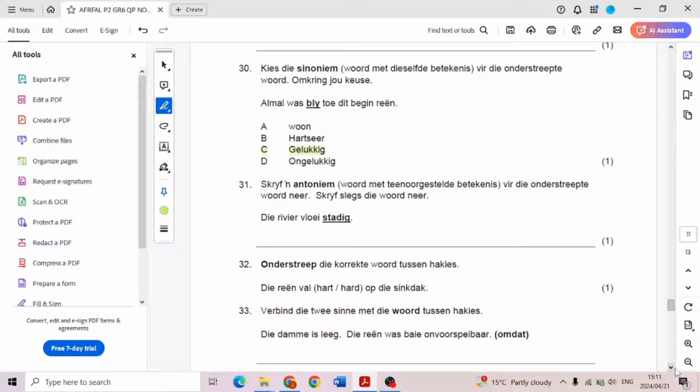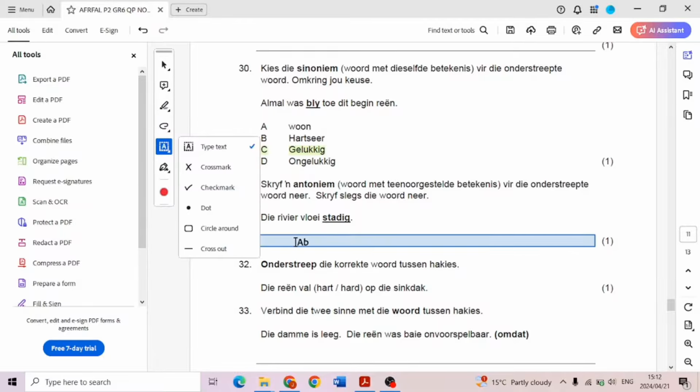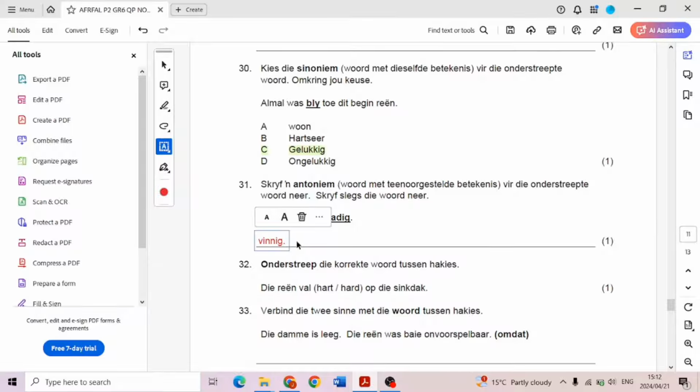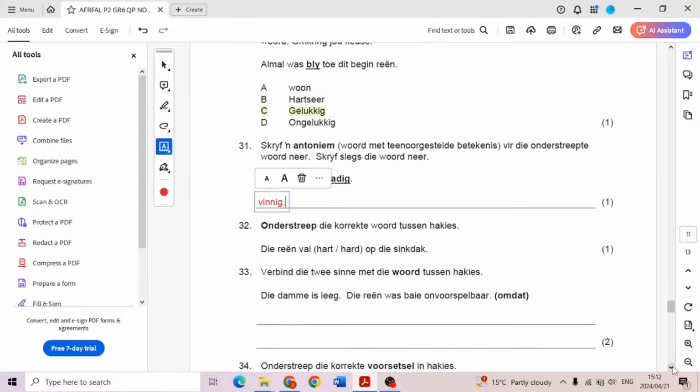So number 31, skryf 'n antoniem, that means opposite, vir die onderstreepte woord neer. Again, general words. In this case, it's stadig, which means slow. So the answer here is vinnig. Got the mark. Next.